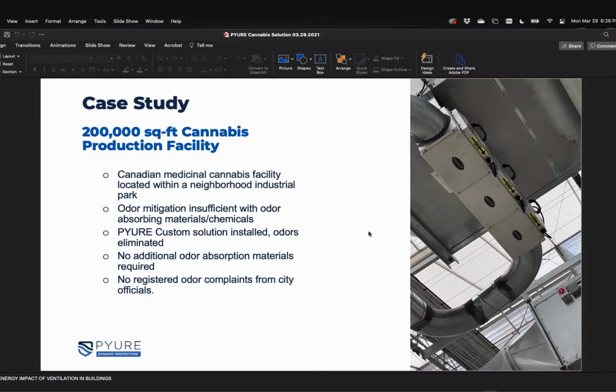This particular one was positioned in an industrial park outside of a residential neighborhood, and the odor mitigation technology that had been implemented from the initial startup wasn't working effectively. They brought us in, put in the units that you can see here. These are, we call it an IDI, but it's a multi-optic unit. After installation of that, the sensors detected no presence of the types of odors that they were looking for, and there were no registered complaints from any of the local townspeople after we put the system in.